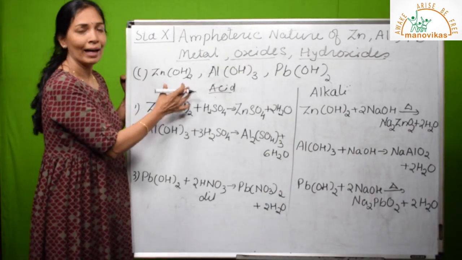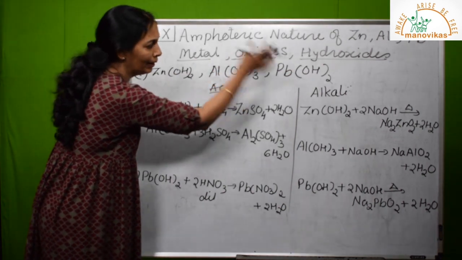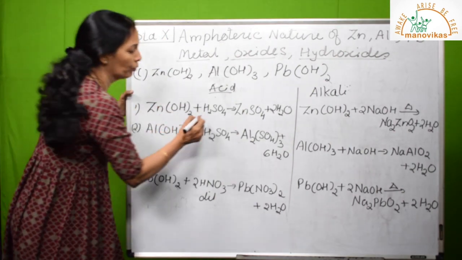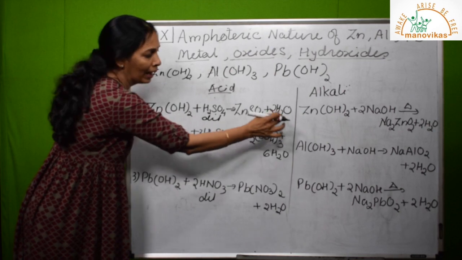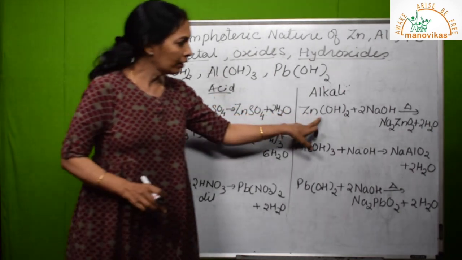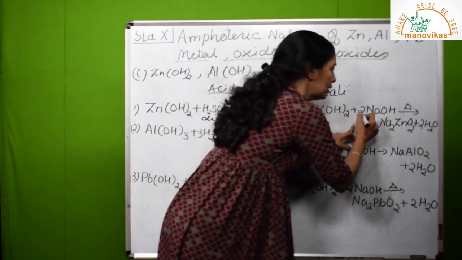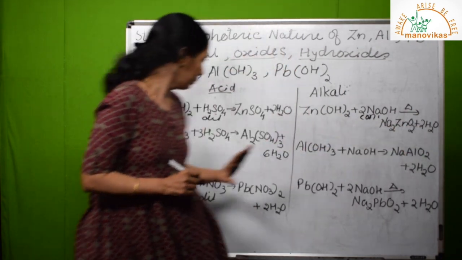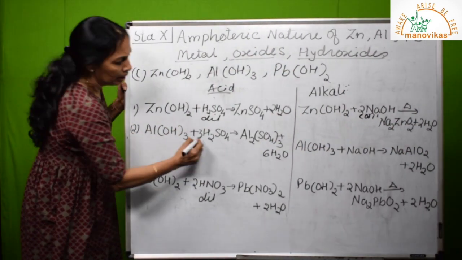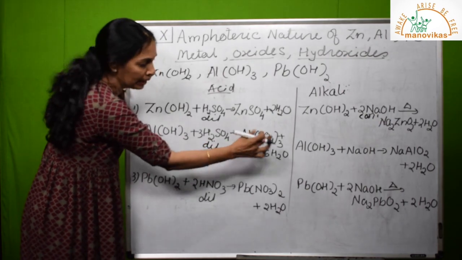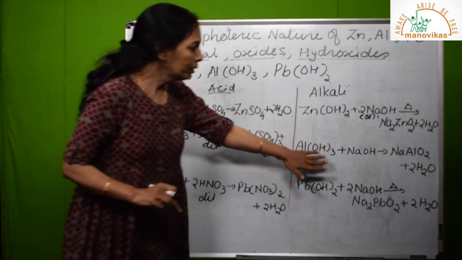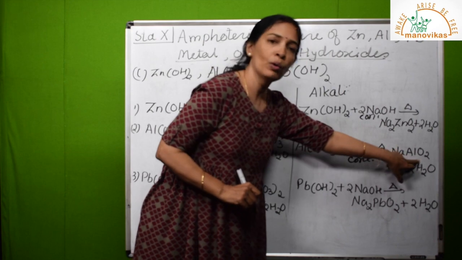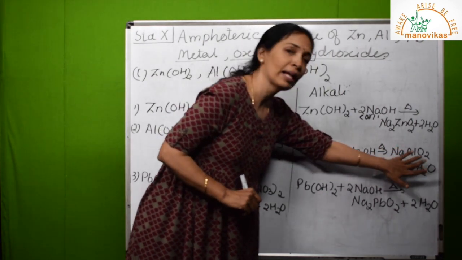Okay, the last is their hydroxides: zinc hydroxide, aluminium hydroxide and lead hydroxide. Reaction with acid, reaction with alkali. Zn(OH)2 plus dilute H2SO4 will give zinc sulfate and water, salt and water. Zinc hydroxide with concentrated alkali and on heating gives sodium zincate and water, so salt and water. Aluminium hydroxide, Al(OH)3, with dilute H2SO4 gives aluminium sulfate and water. Aluminium hydroxide with concentrated NaOH on heating gives NaAlO2, sodium aluminate, and water, so salt and water.